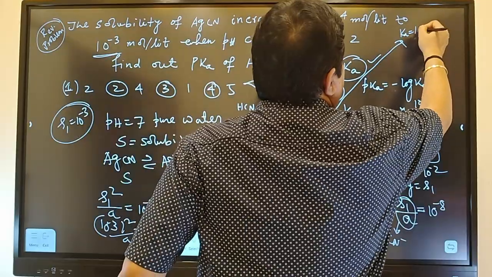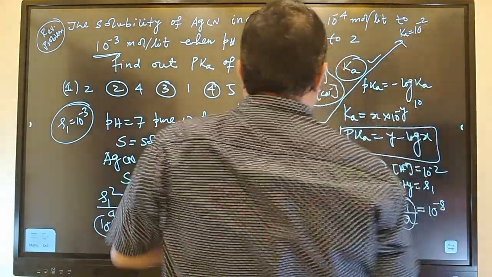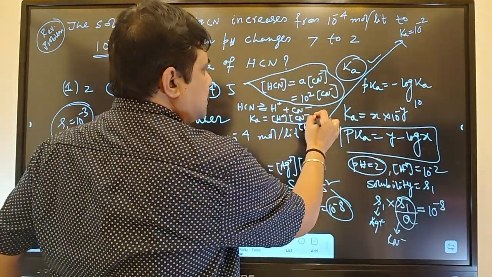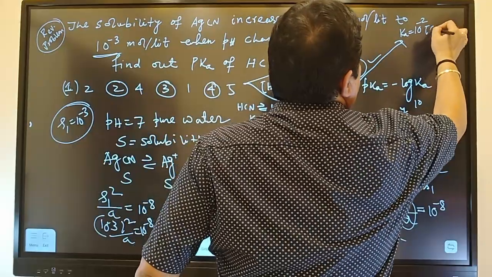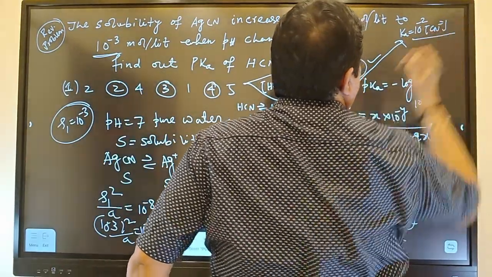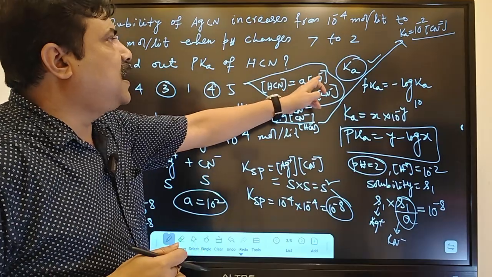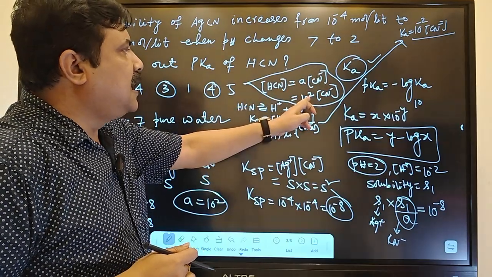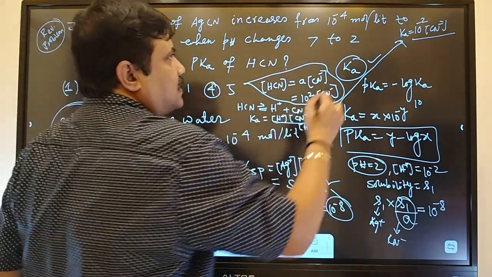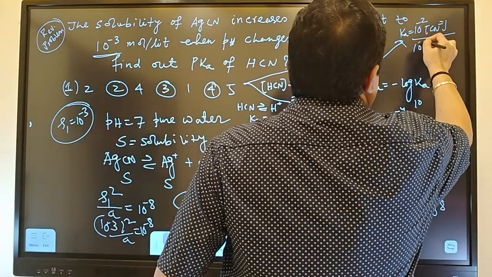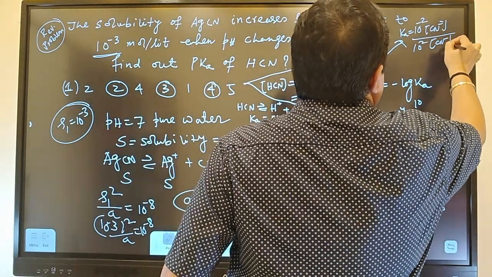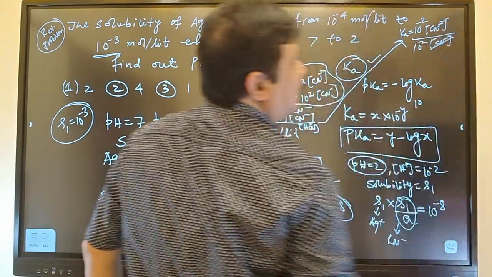pH is 2, so 10 power of minus 2 into cyanide ion concentration by HCN concentration. HCN concentration is nothing but A into cyanide ion concentration, which is 10 power of 2 into cyanide ion concentration. So 10 power of 2 into cyanide ion concentration.